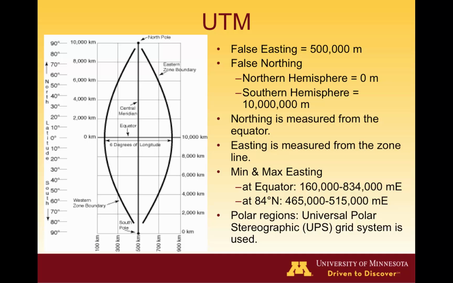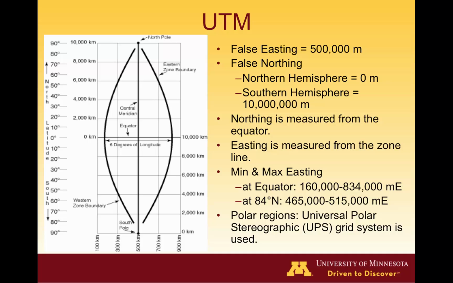But if you have a point in the southern hemisphere that has a distance from the equator, for example, 50 kilometers, then your UTM measure for that point will be minus 50 kilometers plus 10,000 kilometers. That is the meaning of false northing for southern hemisphere.